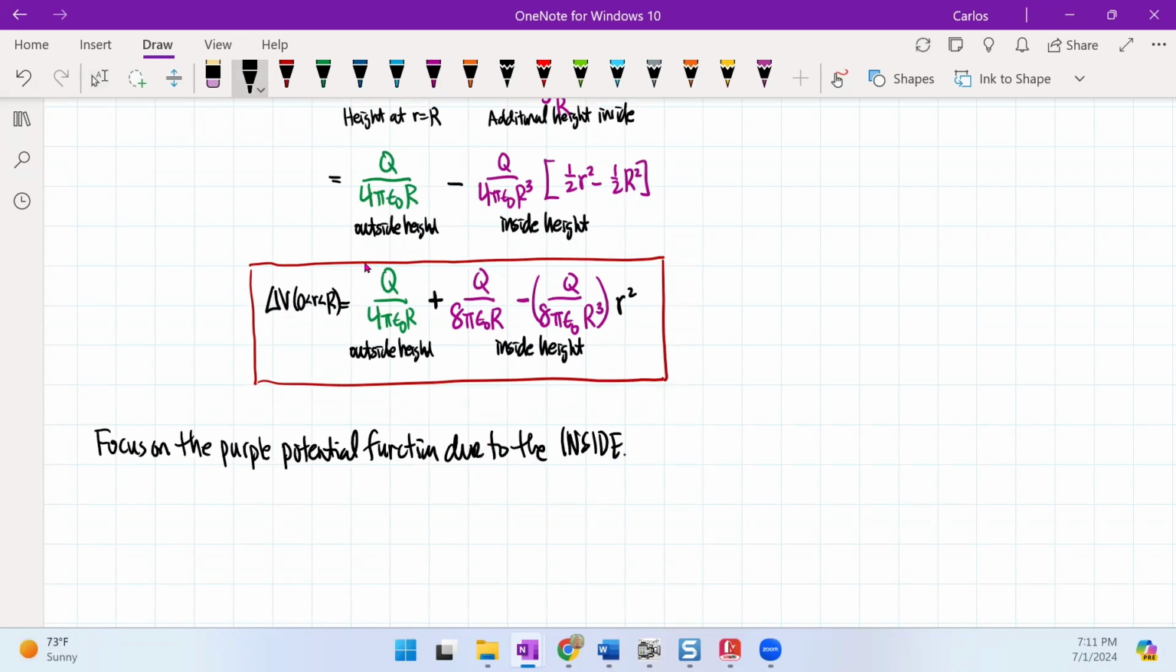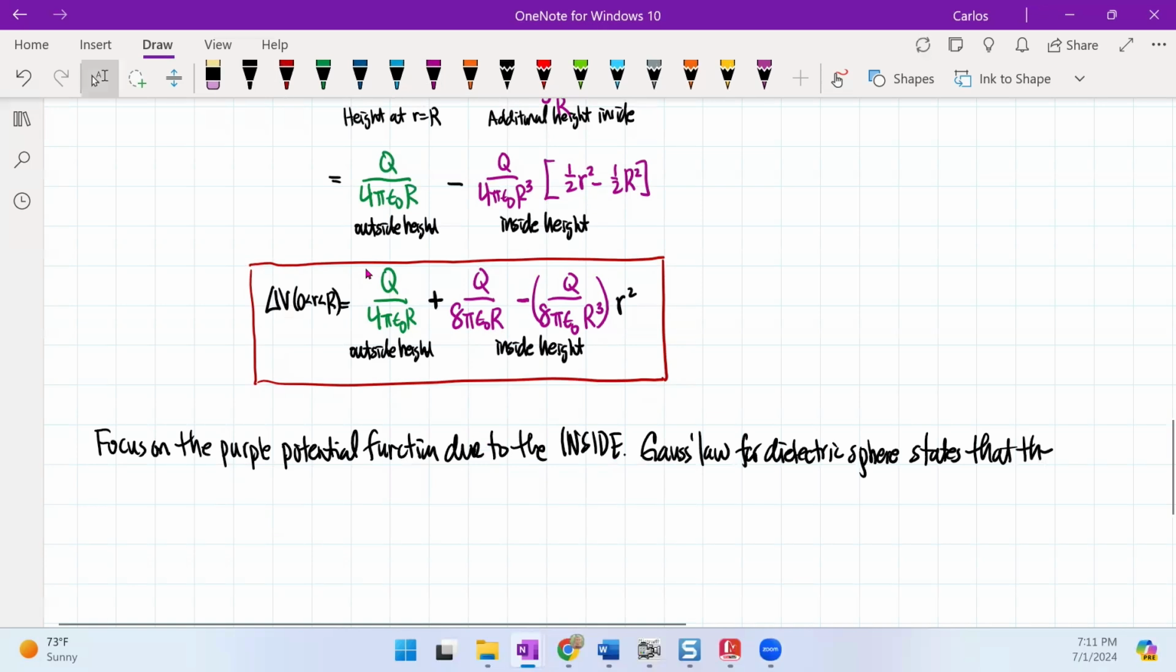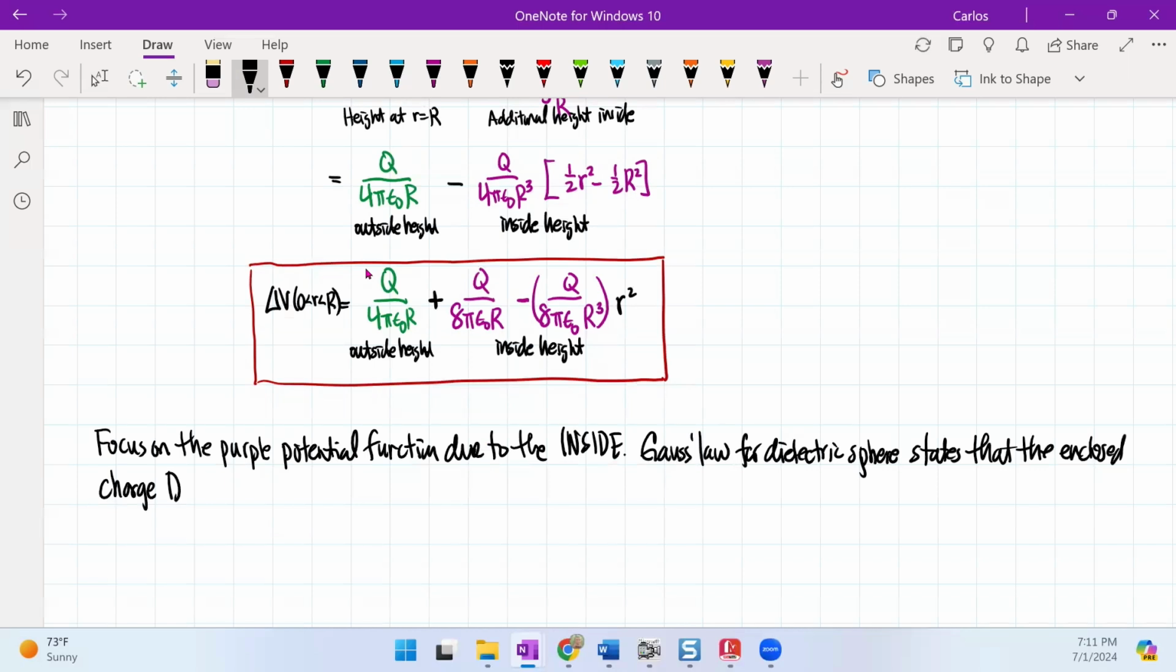Now let me remind you about Gauss's law. Gauss's law for dielectric spheres states that the enclosed charge decreases to 0 as r goes to 0.